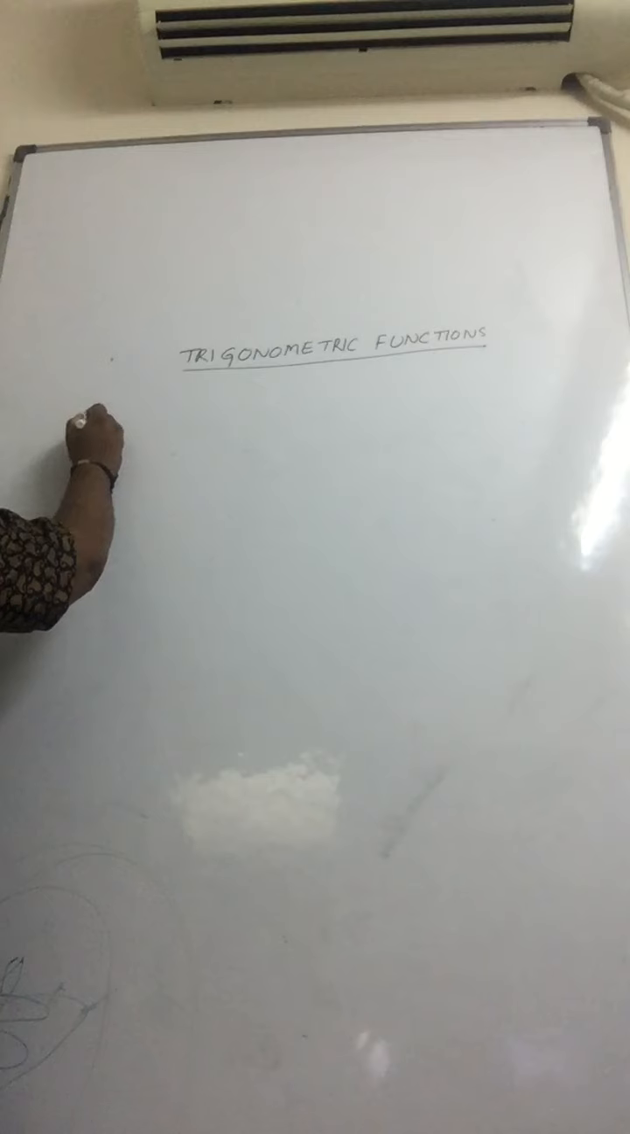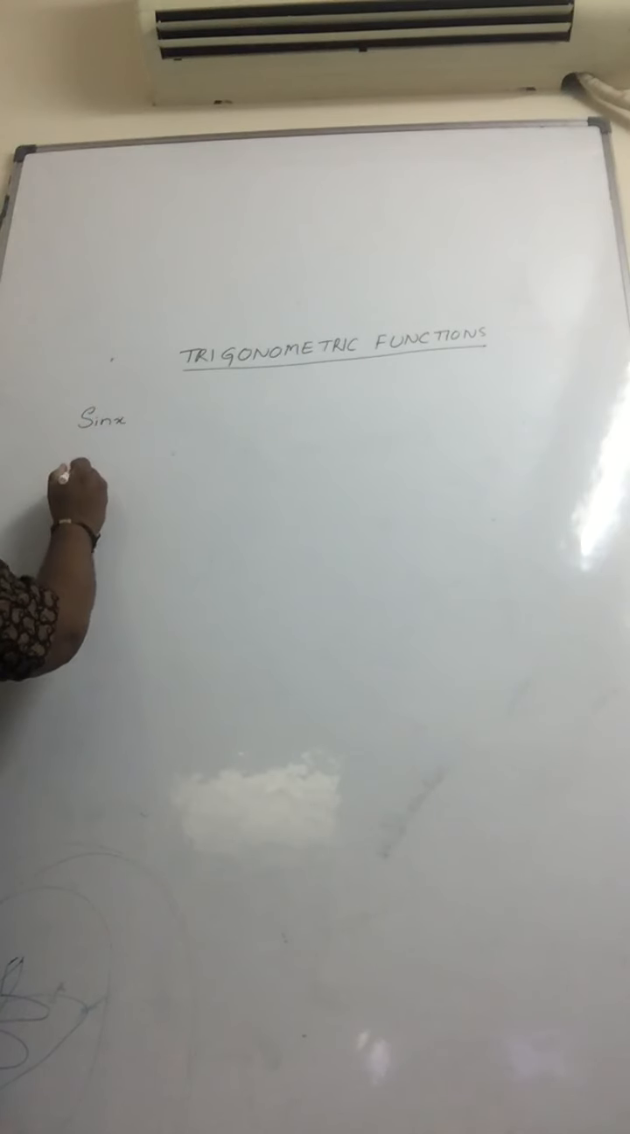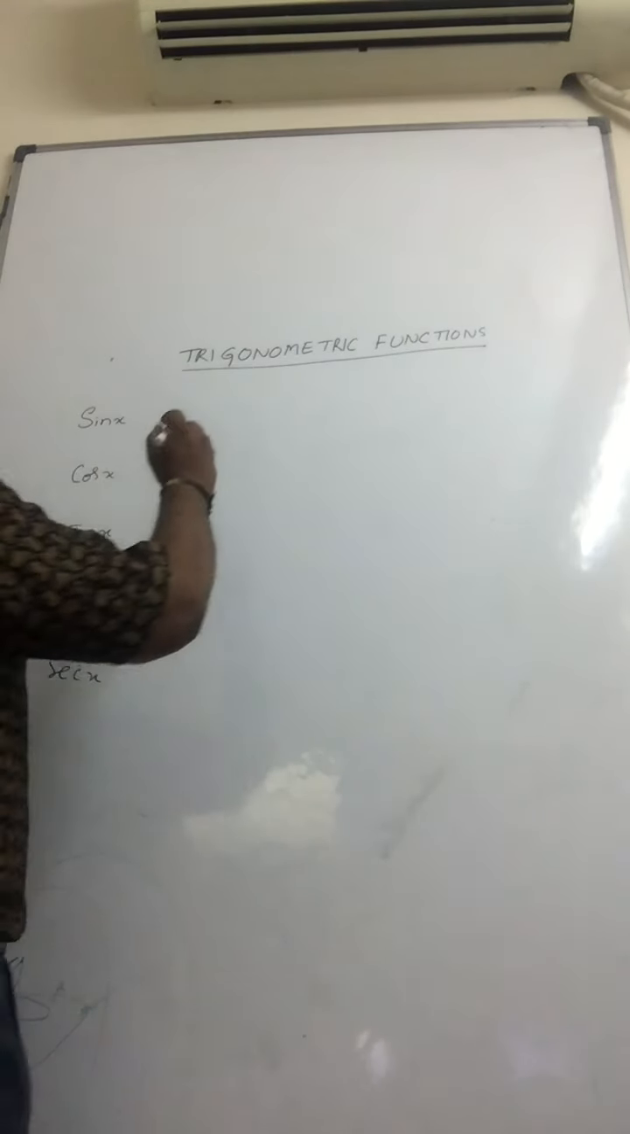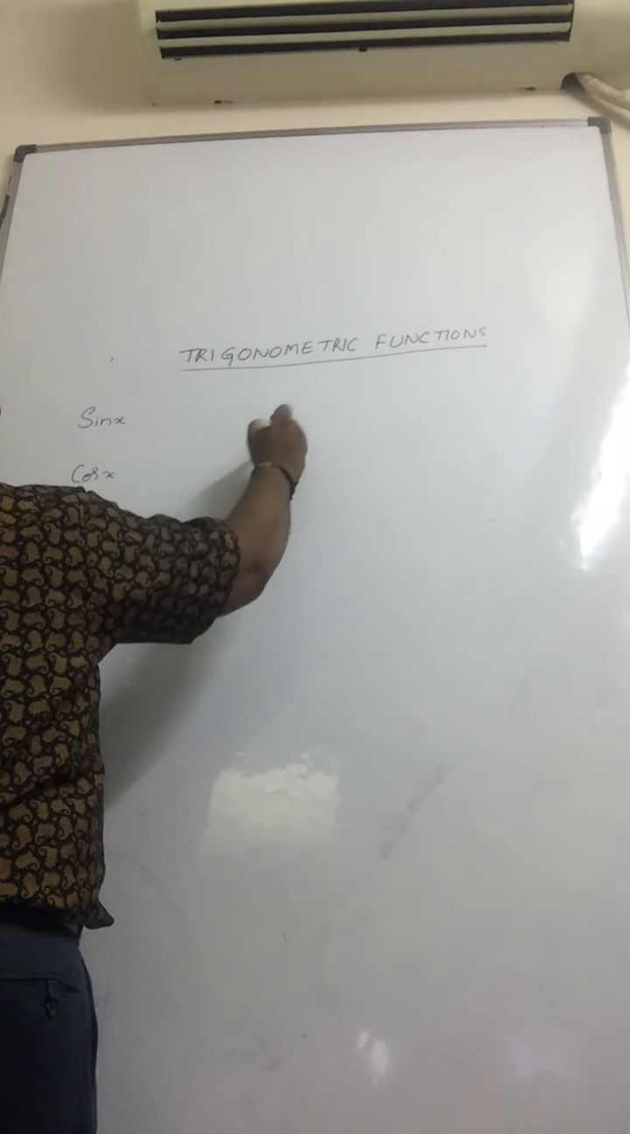What are basic trigonometric functions? Sin x, cos x, tan x, cosecant x, secant x. So to draw the graph of a function, we should find functional values for different values of x.